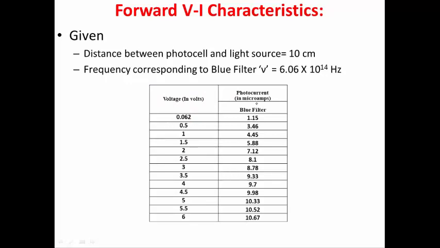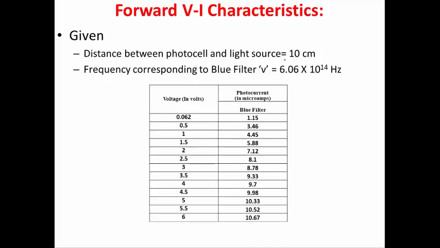In this table, the photo current is recorded at various voltages. Here you can observe that initially the difference between any two consecutive current readings is very high, and after a certain voltage it is very small. This is the region of saturation. See, at 5 volt it is around 10.33. Next, there is a very small difference. It is just around 10.52 for 5.5 volt.